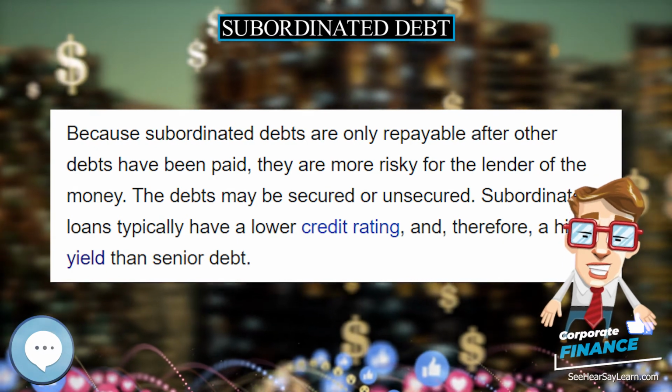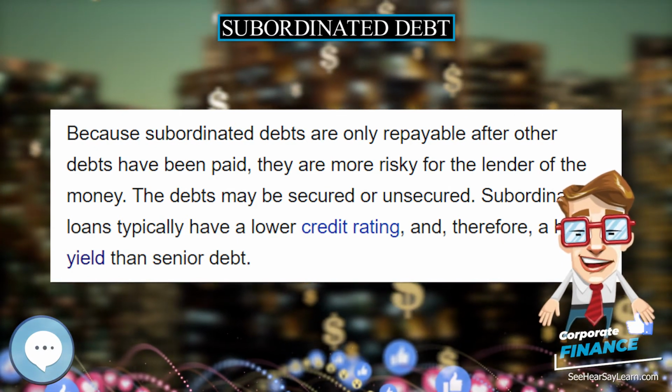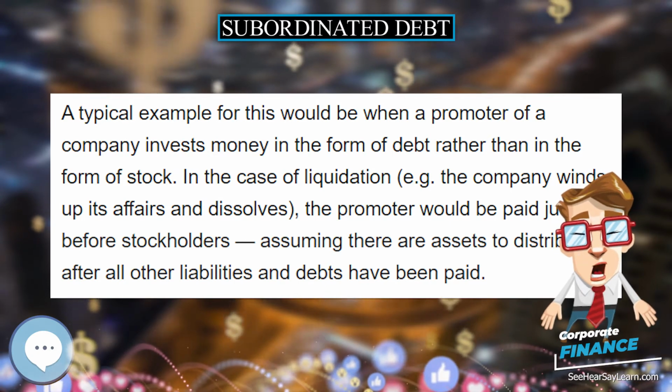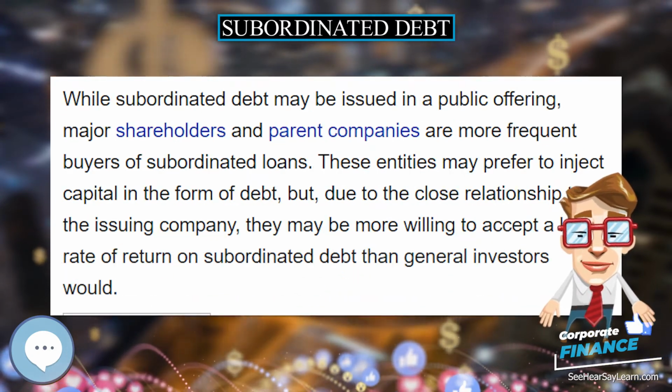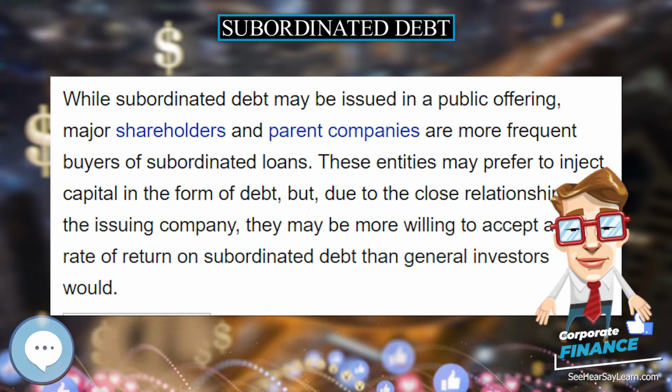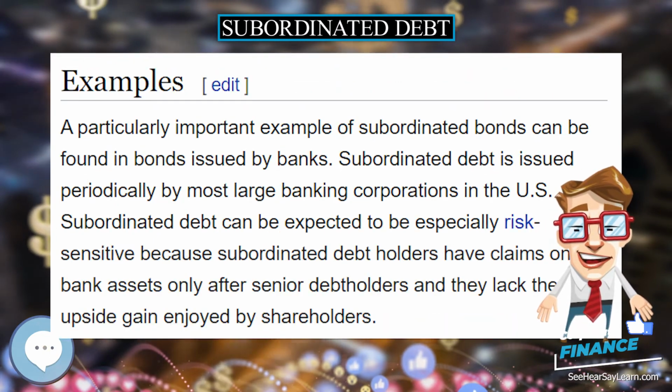For a second example of subordinated debt, consider asset-backed securities. These are often issued in tranches. The senior tranches get paid back first, the subordinated tranches later. A third example is mezzanine debt.